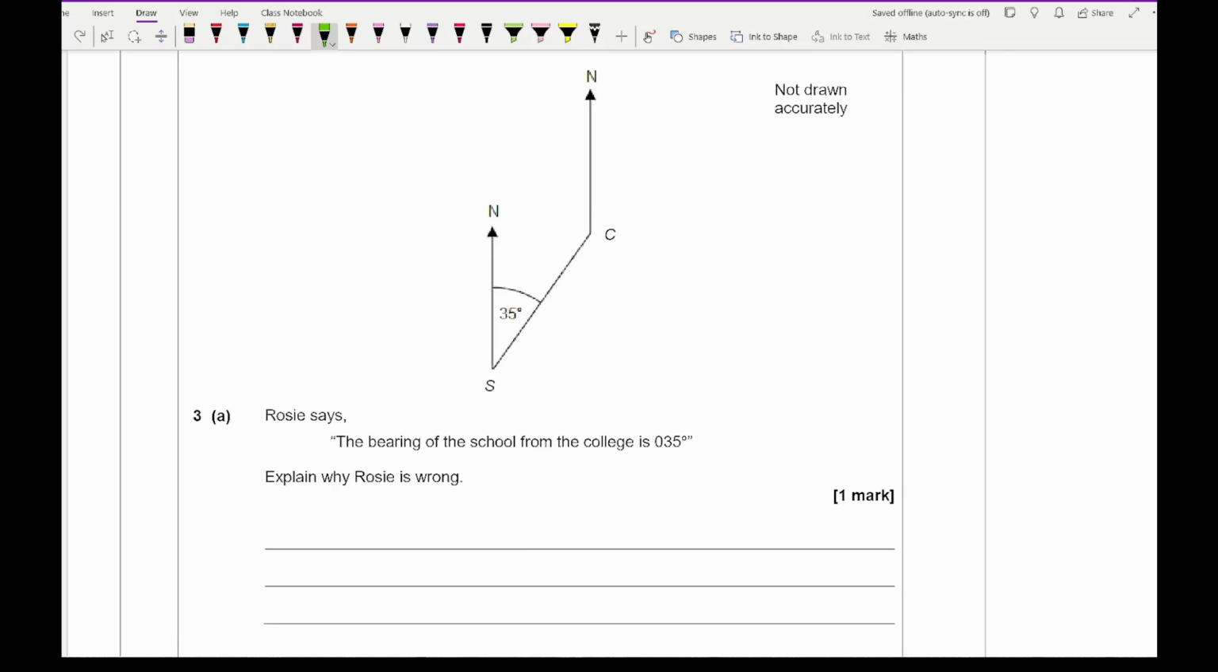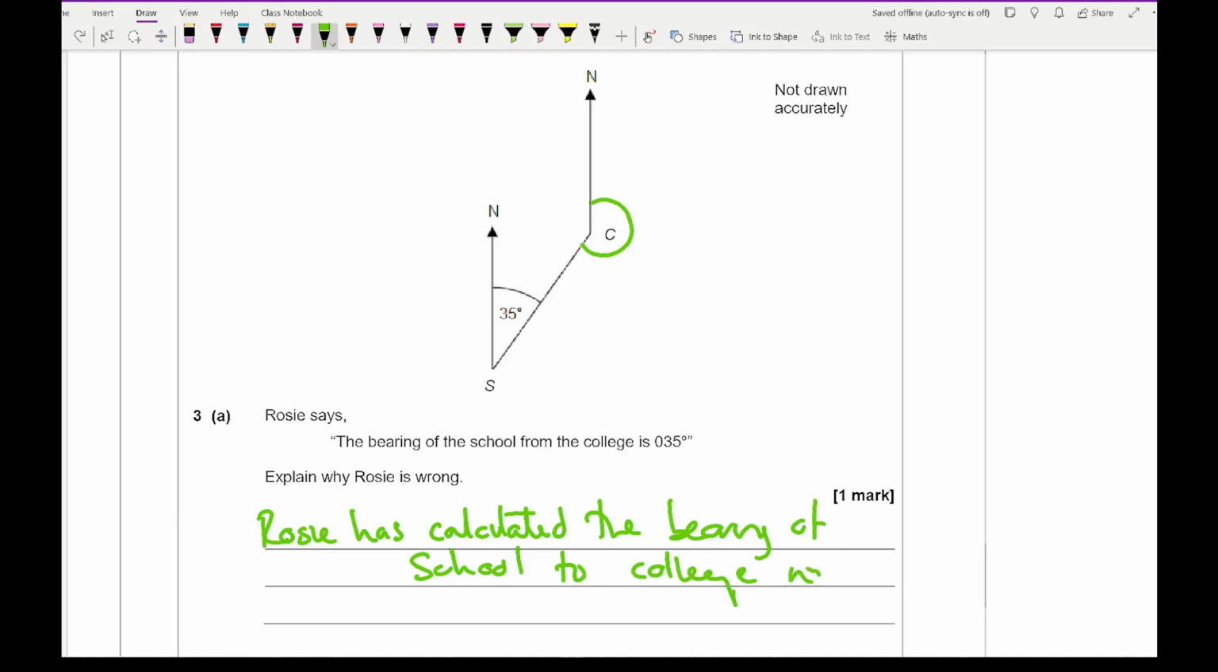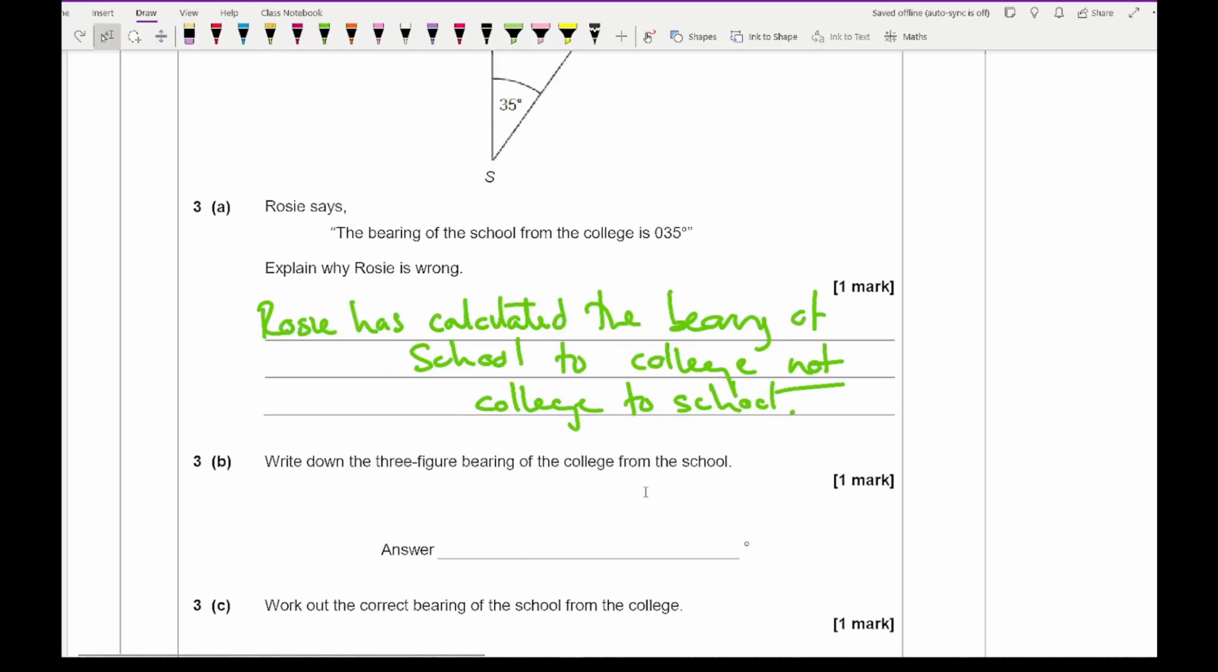Well, again, looking at this, the angle that we want going from college to school is this angle here. So what Rosie has calculated is the bearing of school to college, not college to school. And there we go. So something along those lines would be fine. Alternatively, you could say that if she swaps those two things around, it will therefore be correct.